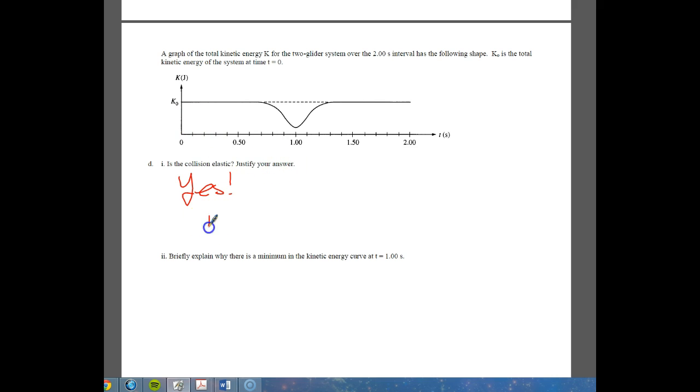And we know that for elastic collisions, kinetic energy is conserved. So we didn't have any loss of kinetic energy here. You'll see that it did dip down, but then it came right back up to the original level. If there was friction in this or anything else, then it would not be a totally elastic collision, as your stuff would come off this way a little bit.